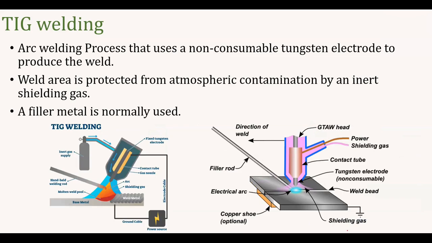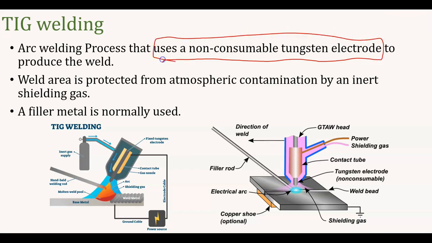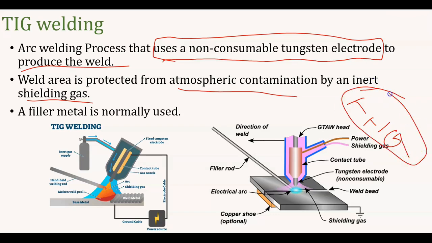So what is TIG or tungsten inert gas welding? It is an arc welding process that uses a non-consumable tungsten electrode, right? Since we are using a tungsten electrode, this process is termed tungsten inert gas welding. The weld area is protected from atmospheric contamination by inert shielding gases. So we use tungsten as an electrode and inert gas for shielding. This is called the TIG welding process and it uses the arc welding principle.